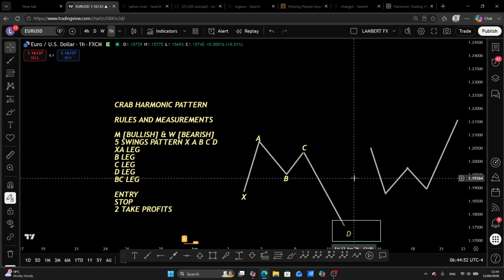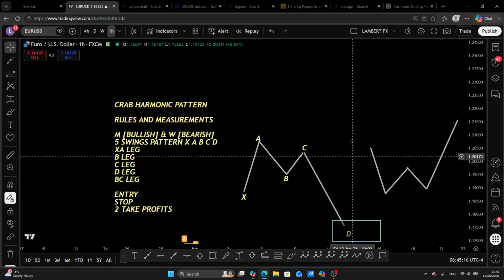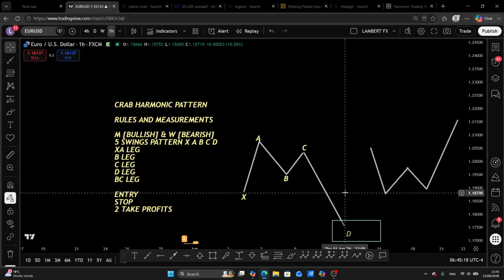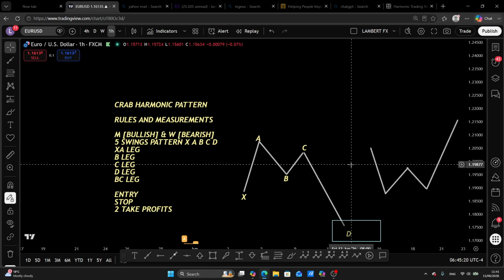So what I'm going to do today is show you the rules and measurements, and also explain what it looks like when you see them in your charts. So we have M and W patterns or shapes. The M is your bullish opportunity, and the W is your bearish opportunity.